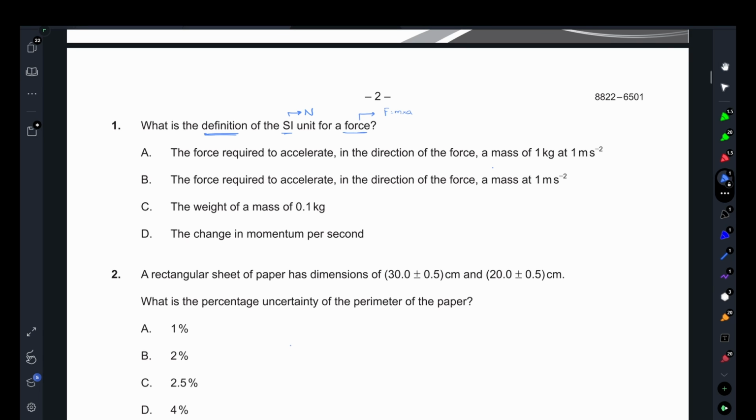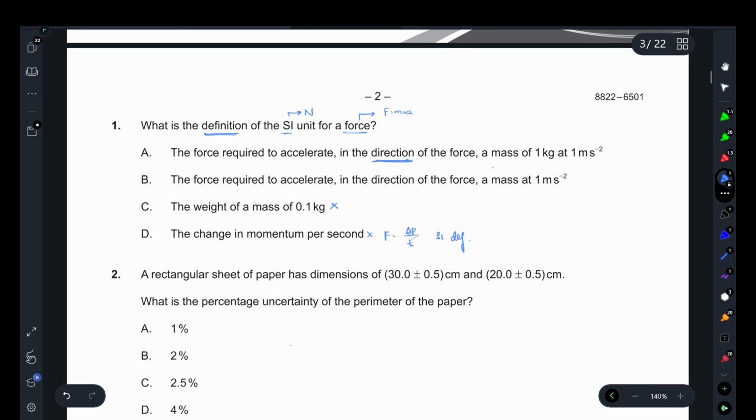So this is because force is a vector quantity, not simply a scalar, and it must be in the same direction. So these two are obviously incorrect because the weight of a mass of 1 kilogram, that's incorrect, and the change in momentum per second. While this is an accurate representation of what a force is, where F is equal to delta P by T, it is not the SI definition.